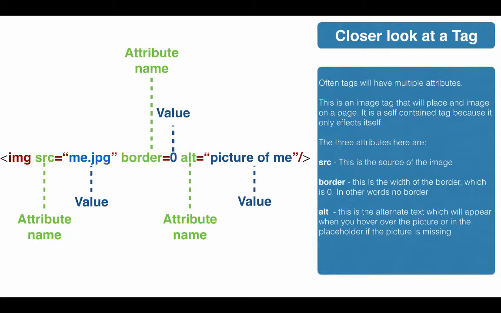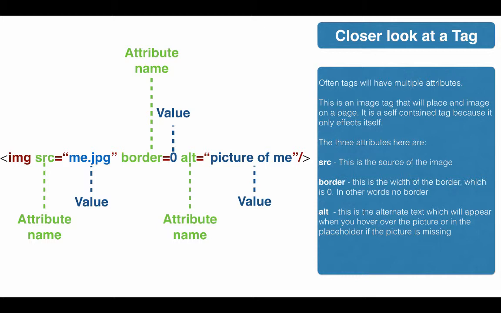Tags will often have multiple attributes. In this case, we're looking at an image tag. The first attribute is src, or source. The value for this is where we are going to find that file, so it's the file location. The second one might be border. In this case, it's a border around the outside of the image. And the value might be 0, which means there's no border, or 1 or 2, or however thick you want the border in pixels. The third attribute we can see here is alt.